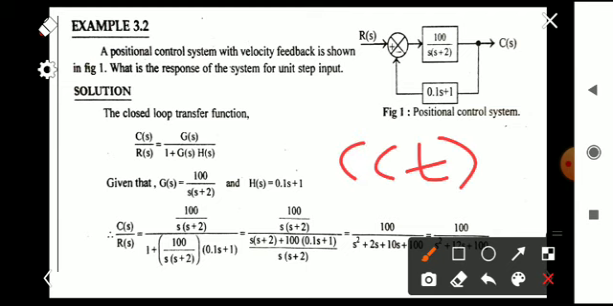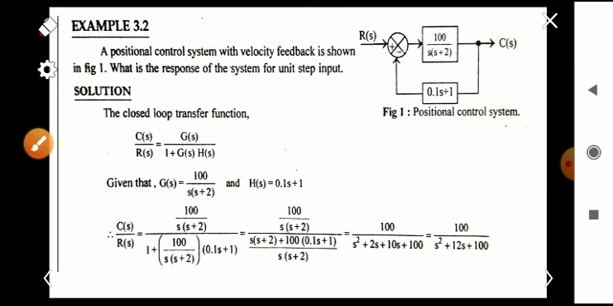You may be familiar with systems with unity feedback, and you have done problems based on that. But here a feedback gain is already given, that is 0.1 s plus 1, so instead of H of s we have to take this value. The first step is to find the closed loop transfer function of the system, that is C of s by R of s.